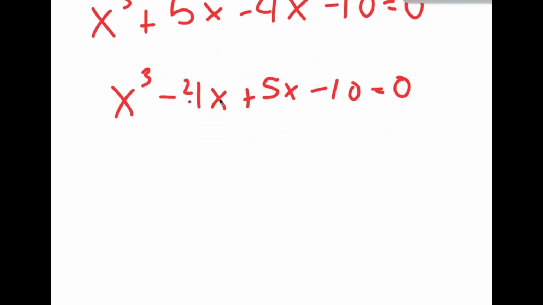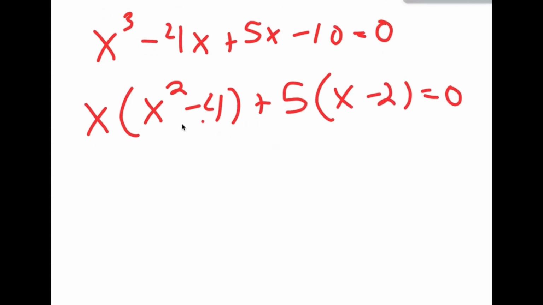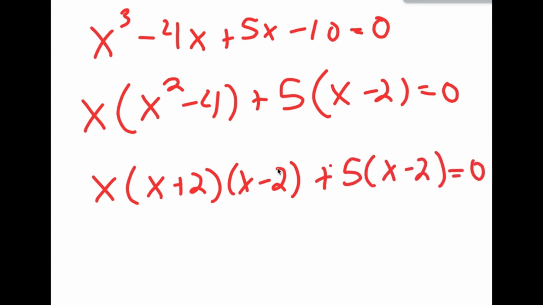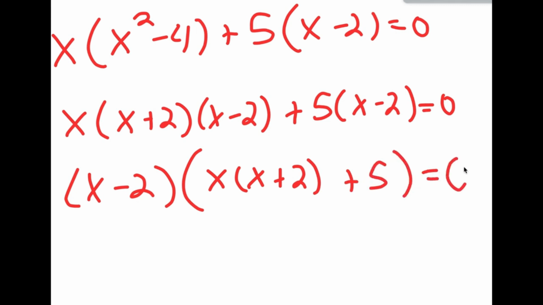So now, if I factor by grouping, the greatest common factor from x to the power of 3 minus 4x is x, so I get x times x squared minus 4, plus from 5x minus 10, the greatest common factor is 5. So I get 5 times x minus 2 is equal to 0. Now x squared minus 4, I can rewrite that as x plus 2 times x minus 2. And I have this plus 5 times x minus 2 is equal to 0. Now from here, I can factor out x minus 2, so I get x minus 2 times x plus 2 plus 5 is equal to 0.